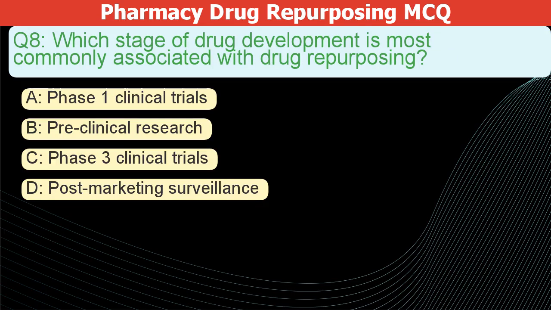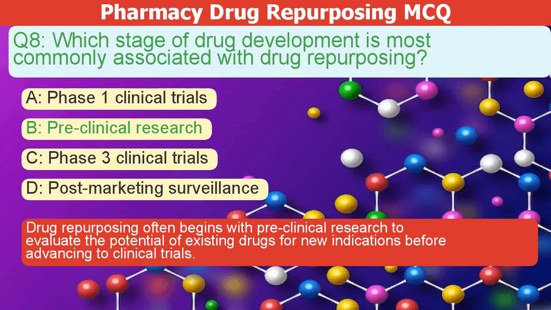Which stage of drug development is most commonly associated with drug repurposing? A. Phase 1 clinical trials. B. Preclinical research. C. Phase 3 clinical trials. D. Post-marketing surveillance. The correct answer is B.